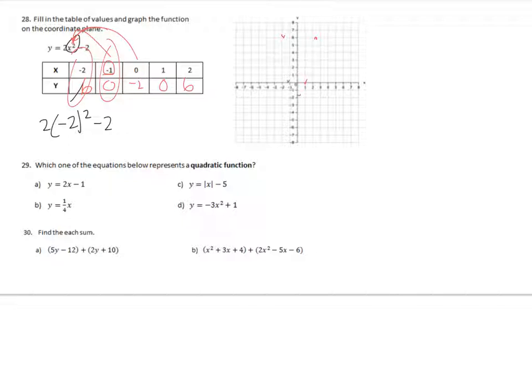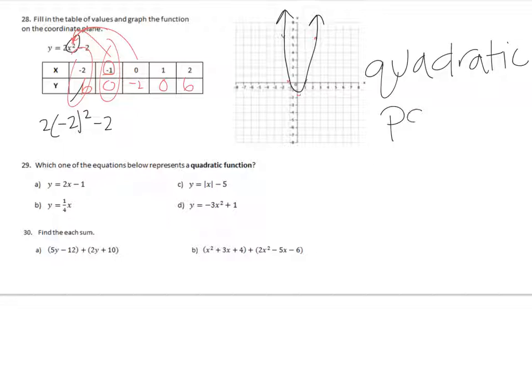And you're making what's called a quadratic, a parabola. This is a quadratic. It has an x squared term. The shape is a parabola. So this question, which one is a quadratic? This one, because it has an x squared, that's a quadratic.